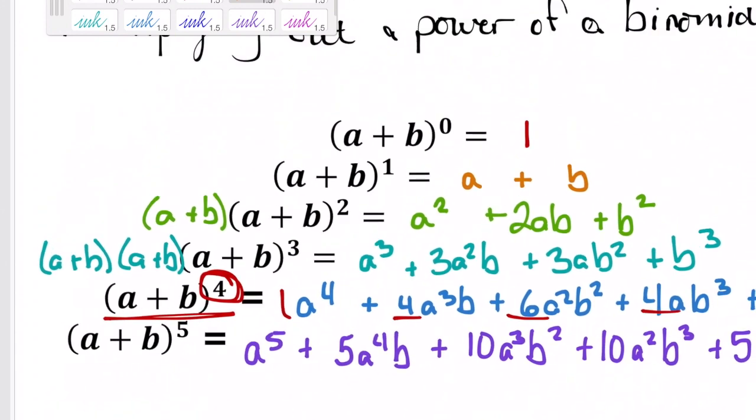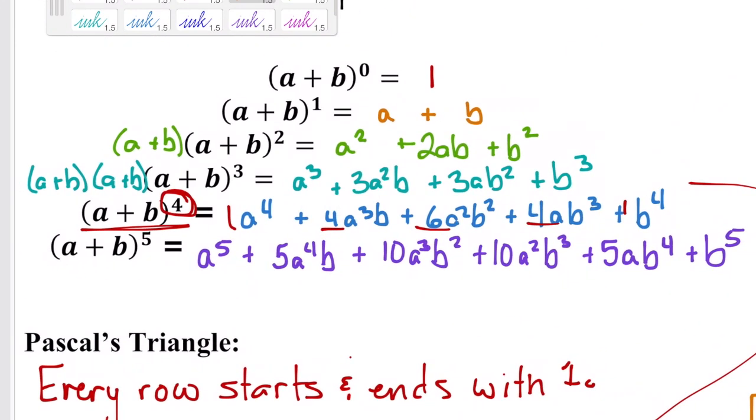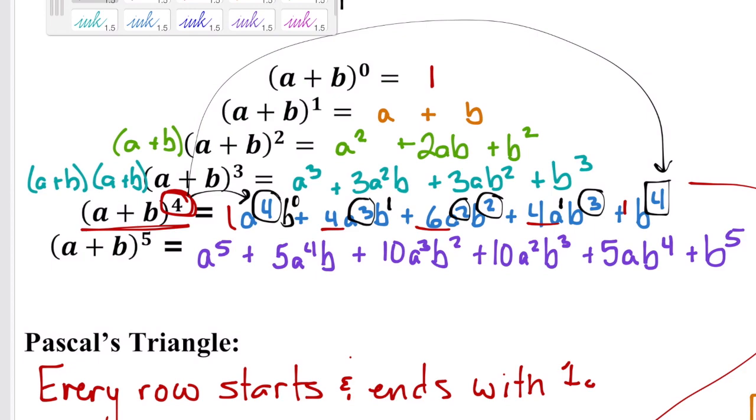Next thing that I want you guys to look at are the exponents for my variables. So for, let's say the a, we started off with a to the 4th power, so that matches. Then it went a cubed, a squared, a to the 1st, and then the a was gone, so basically a to the 0 power. The b's went in the opposite direction. I didn't have a b, so this is like b to the 0 power. Then I had b to the 1st, b to the 2nd, b to the 3rd, and finished with b to the 4th, which matches the exponent that I started with.